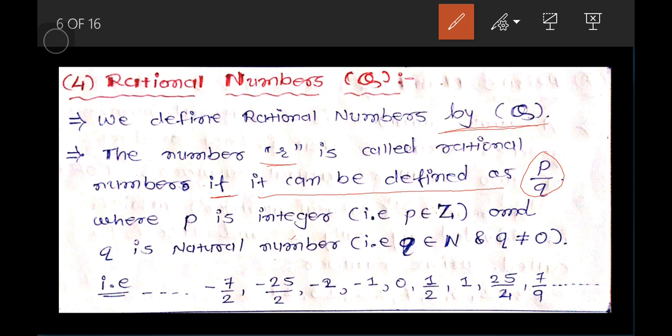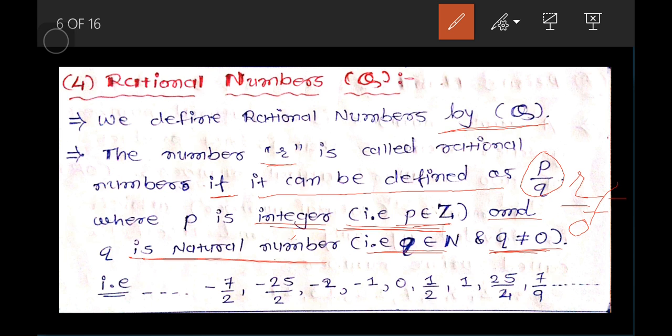p by q, where p is an integer. That is, we select p from Z, p belongs to Z. We can take the value of p from the integers, that is Z, and q is a natural number, or you can also take q as an integer, but we will not take q equal to 0. q does not equal 0, or we can say q belongs to N, because we know that if we put 0 in the denominator of any number, then the value is not defined, so we never take q equal to 0.